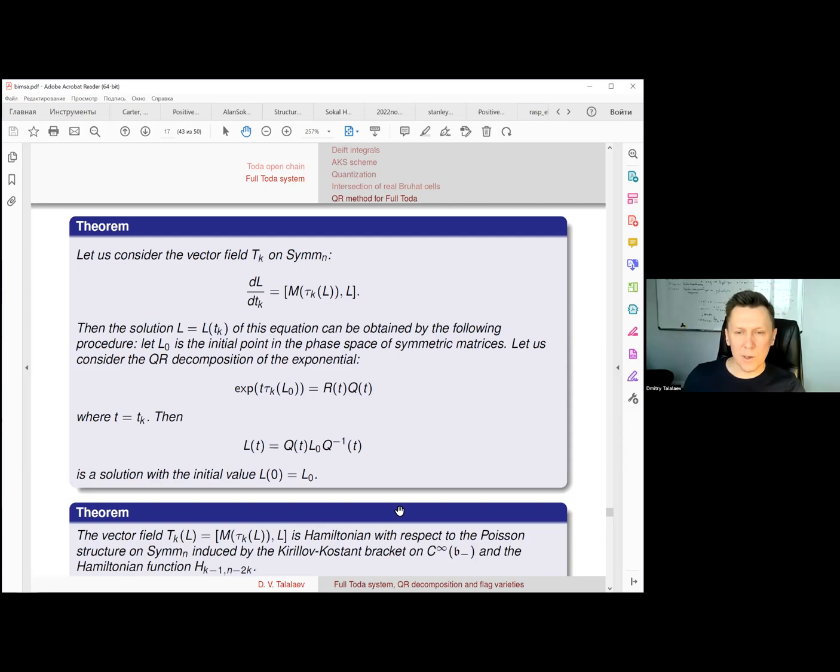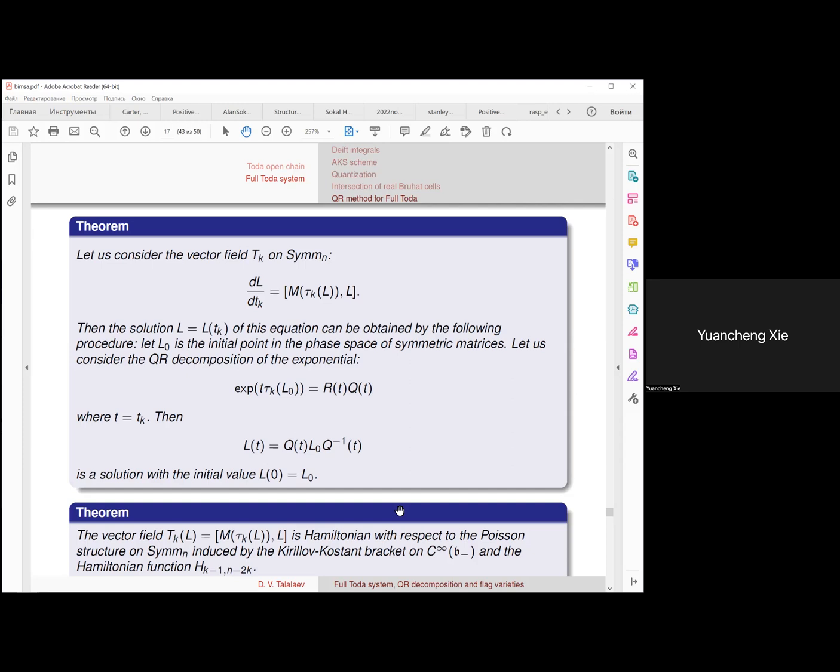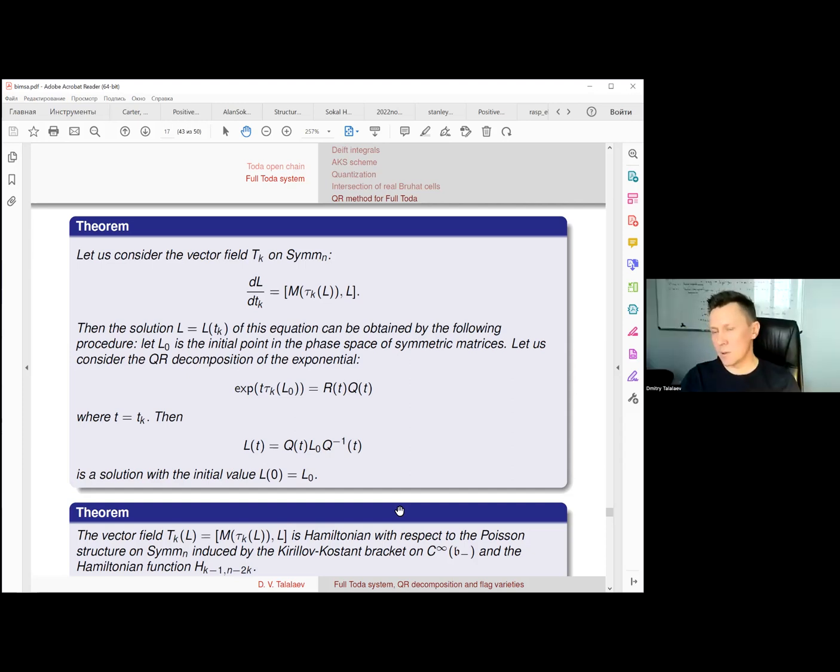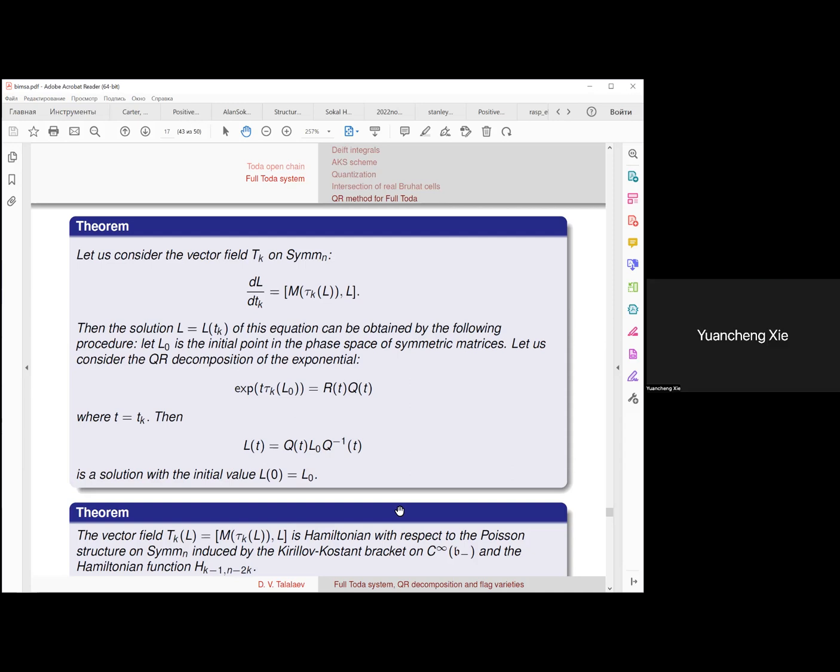It is a simple part of this story, but we also need to construct it. We start in the framework of the Adler-Kostant-Symes scheme. We have to start with the commutative family. But possibly it should be true. It should be true. Okay.